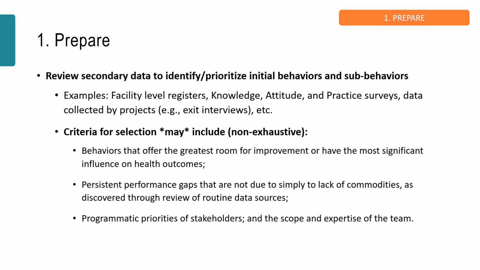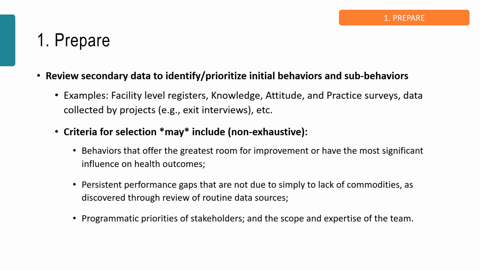The third step is the identification of priority initial behaviors and sub-behaviors. By doing this, it can be beneficial to the CIT when you go through the diagnostic and program and planning phases with key behaviors that are related to that facility. So this requires looking at secondary data to look at prioritizing those behaviors. Examples could be CAP surveys, exit interviews, other secondary data.